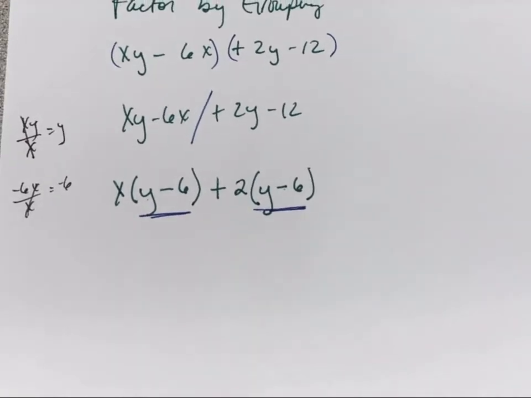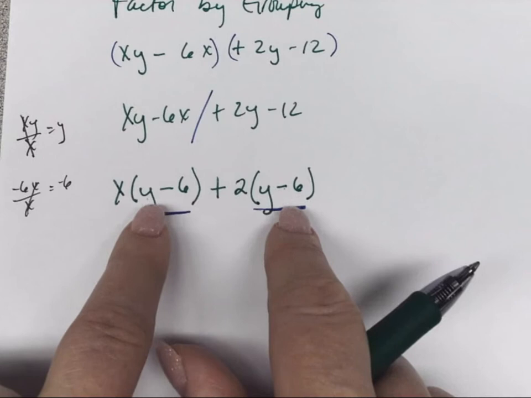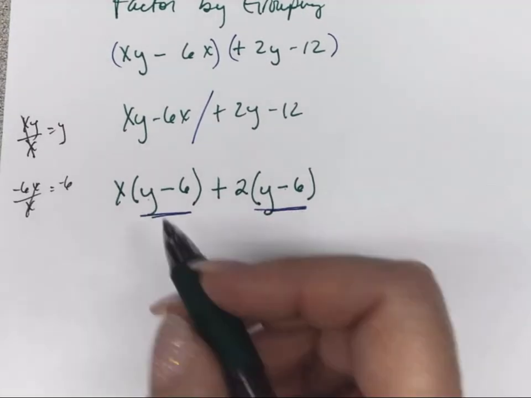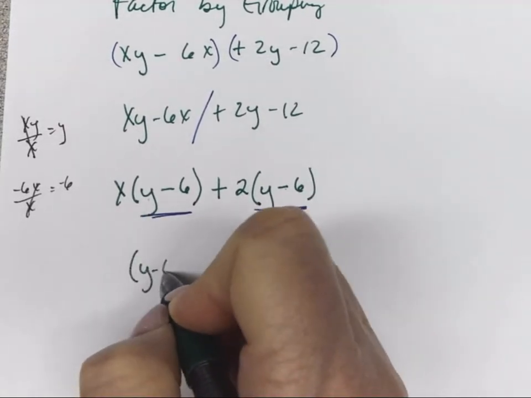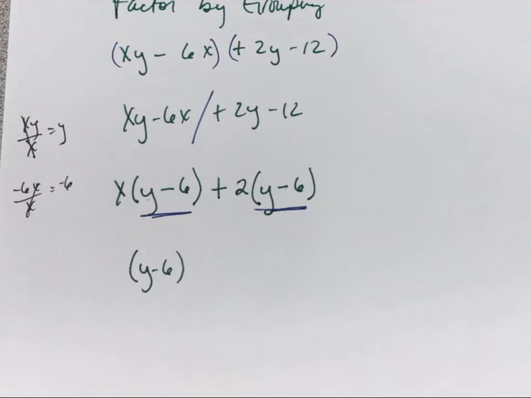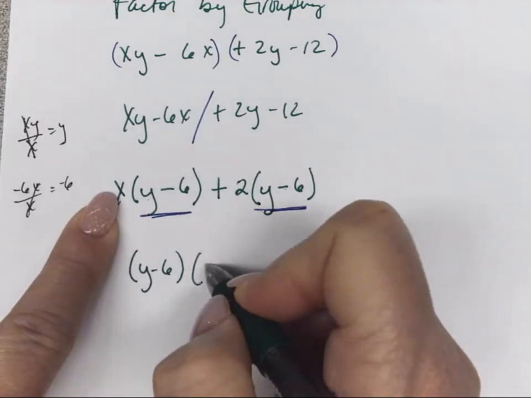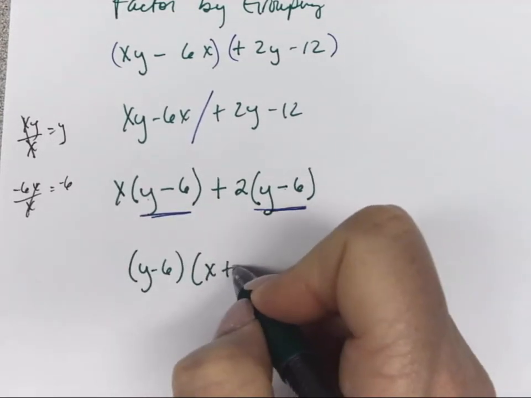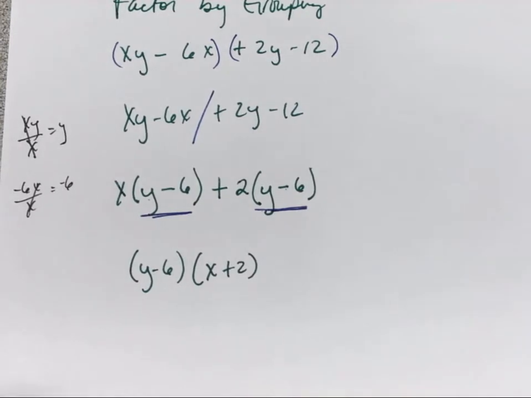So now, like the previous problem, what they have in common is what's in the parentheses. So I'm going to factor out the common term of y minus 6. What I have left is an x and a plus 2. So that's factor by grouping. Let's do another one.